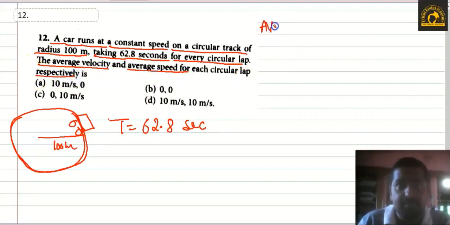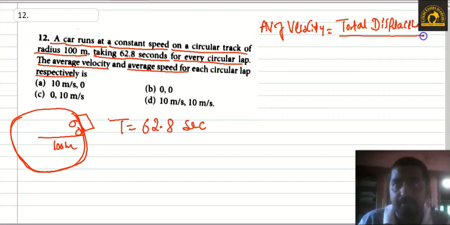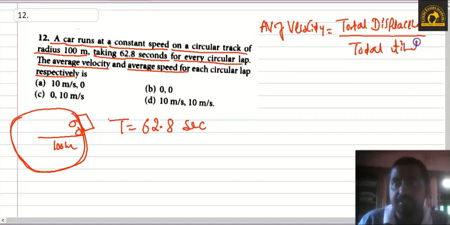So the first one is average velocity. What is the formula? Average velocity is equal to total displacement divided by total time. So what is the total displacement? It is a circular loop. It starts from A and ends at the same point. The displacement is how much? 0, because the starting point and ending point are the same.